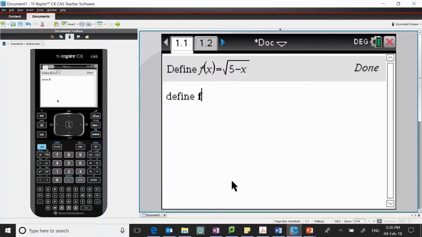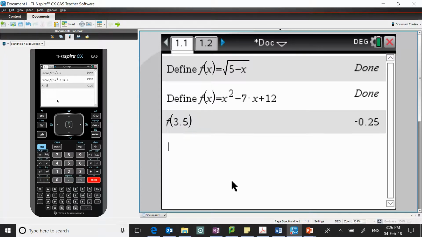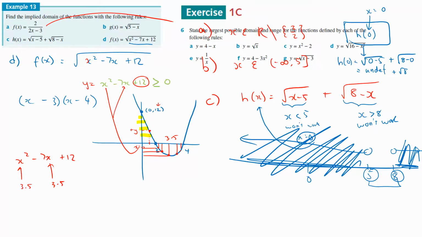I'm going to define f of x equals x squared minus 7 times x plus 12. See, if I did f of 3.5, watch, it's going to be a negative value. See? Negative 0.25. I knew it was going to be negative just based on the graph. I can tell that it's going to be a negative value.